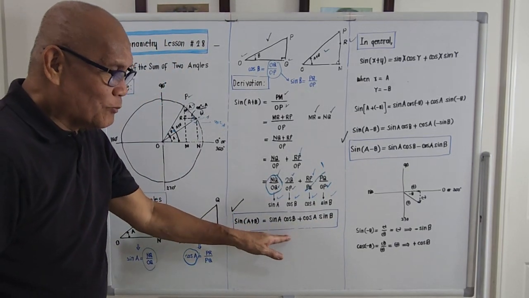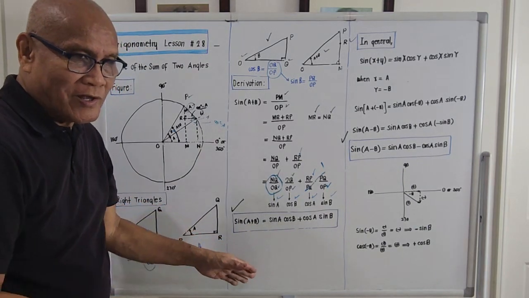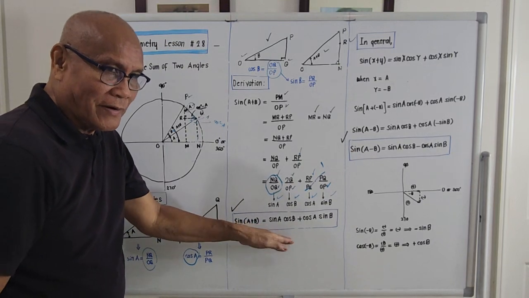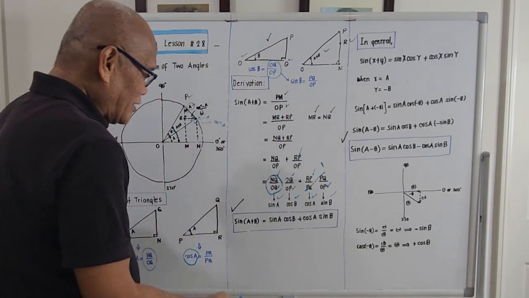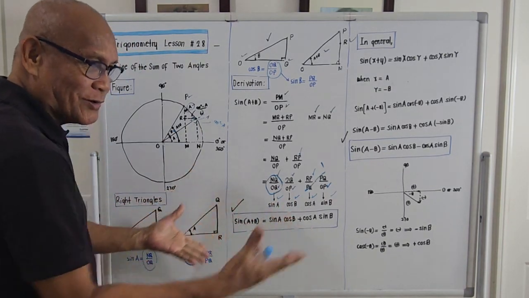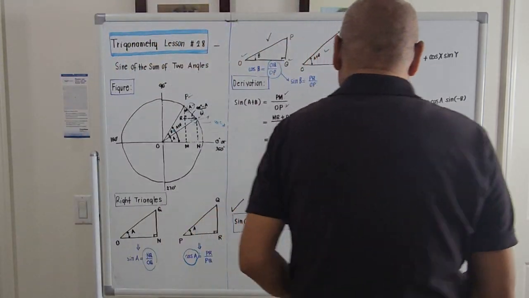This is a general identity under the study of trigonometry for the sine of the sum of two angles. So try to memorize this by heart. Okay, let's try to derive the second one. Supposing the operation here is subtraction, what will be the expansion? Okay, so we'll derive that one.